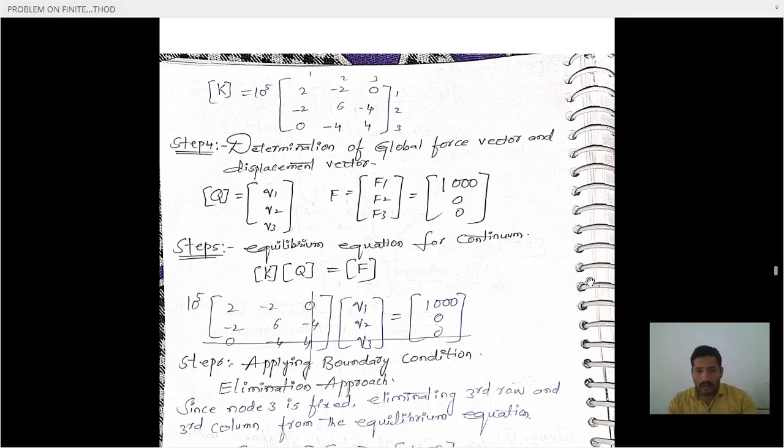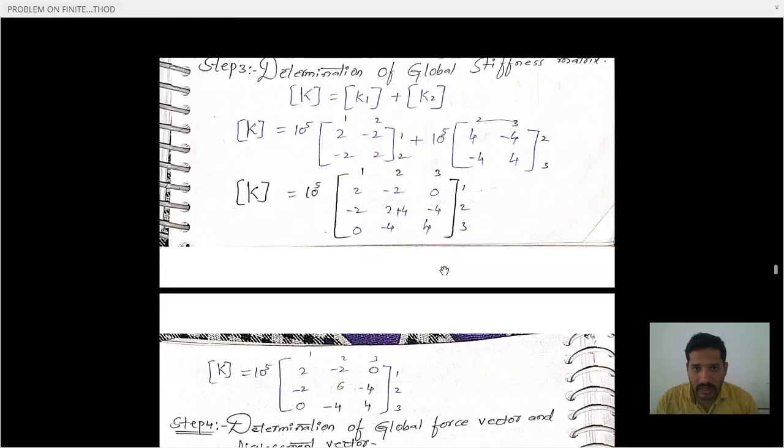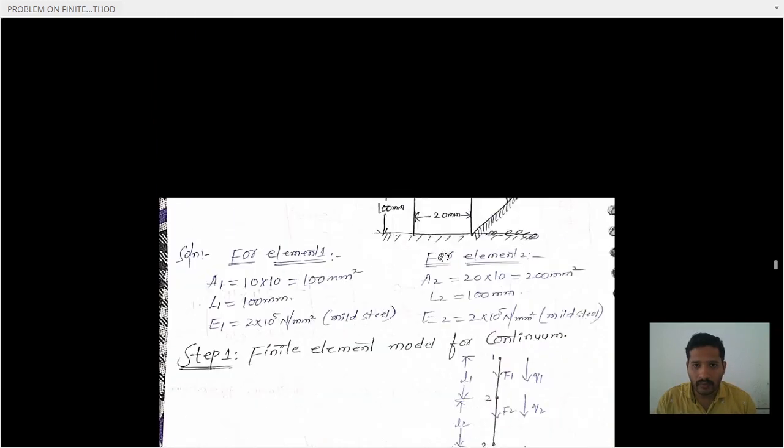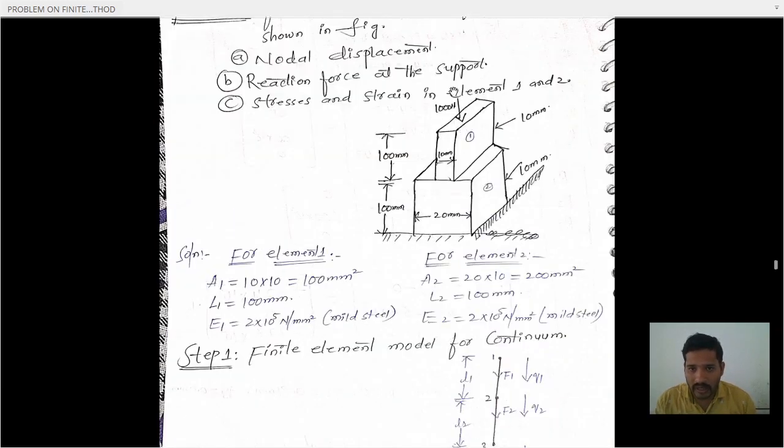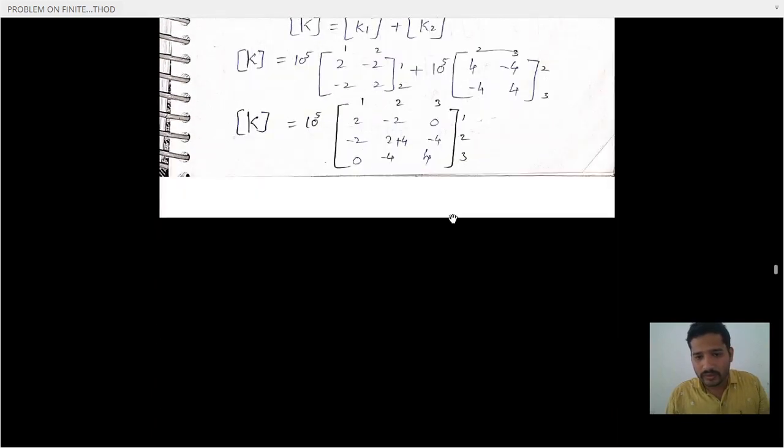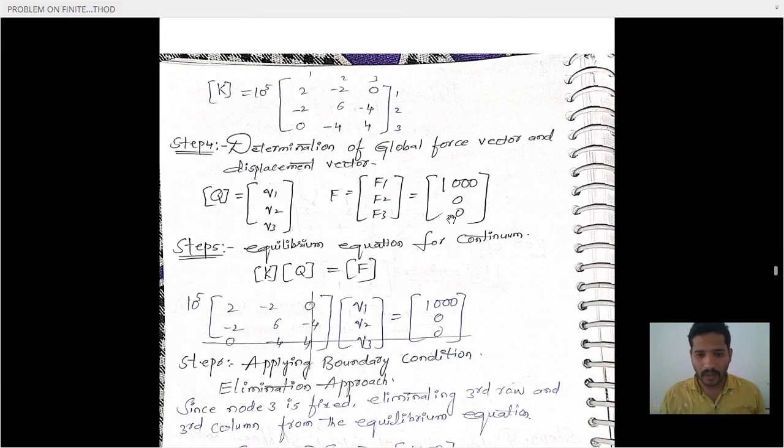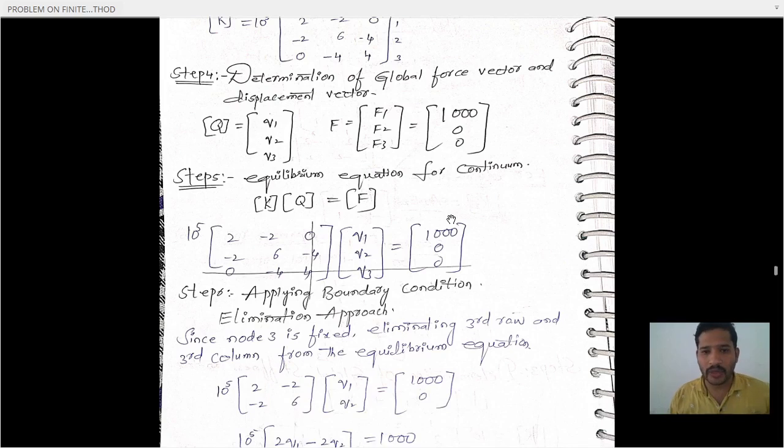Clear here? If you have a doubt, let us see this figure. This is point 1, this is F1. The nodal force F1 is 1000 Newton. At this point is any force acting? No force is acting. If it is not acting, it is considered as 0. Here is any force acting? No force is acting at this 3rd point, so again the value should be 0. F1 is 1000, F2 is 0, F3 also 0. Clear here? I hope no one has a doubt up to here.